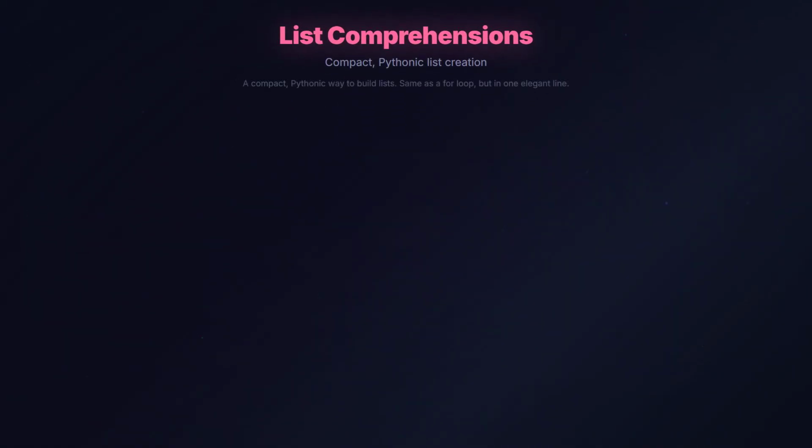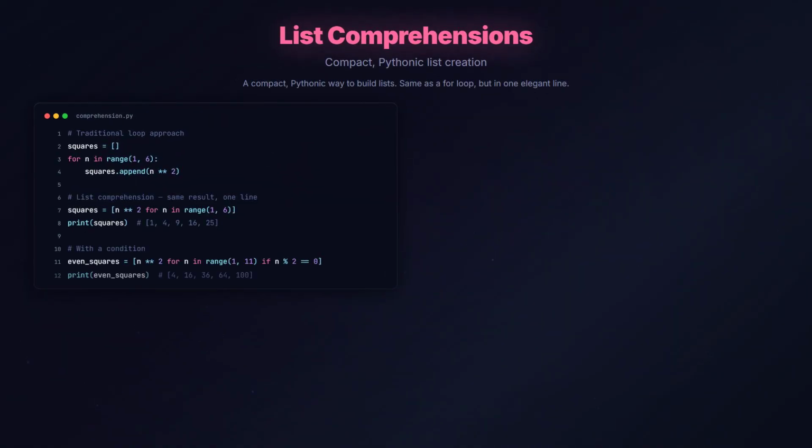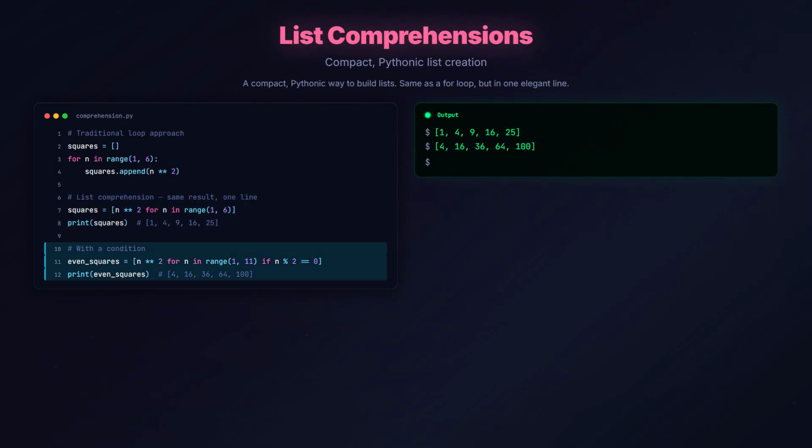List comprehensions are a compact Pythonic way to build lists. Instead of a multi-line for loop with append, write the entire thing in one elegant line. The syntax is expression for variable in iterable. Add a condition at the end to filter elements. Comprehensions are faster than loops and more readable once you get used to them.